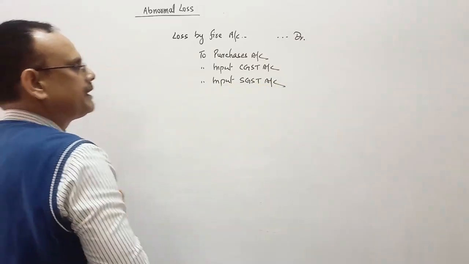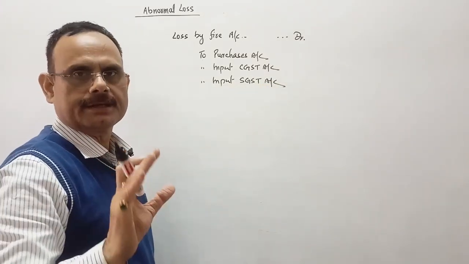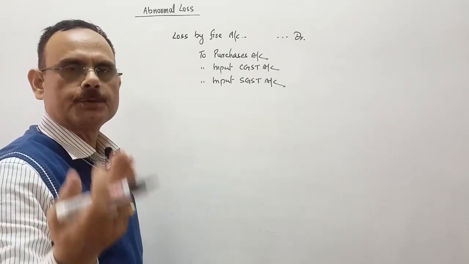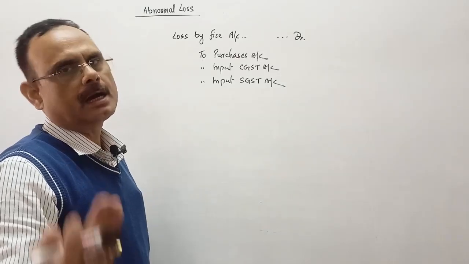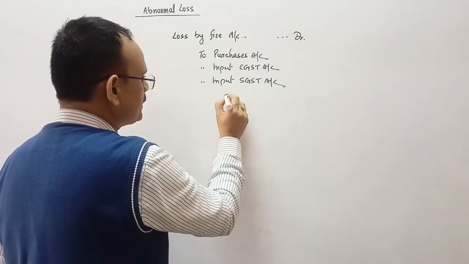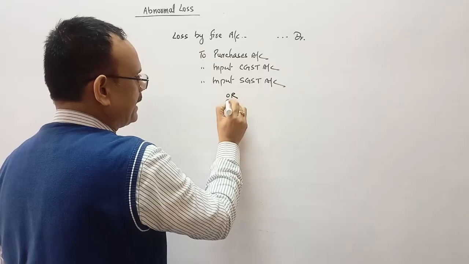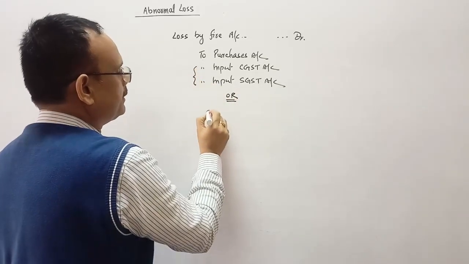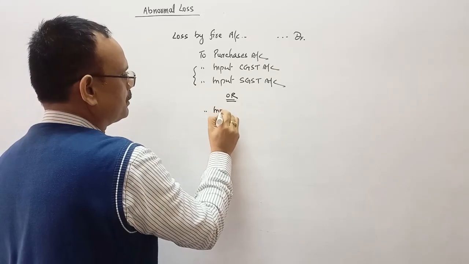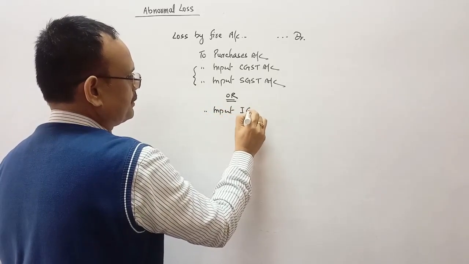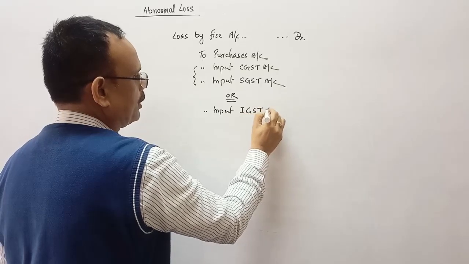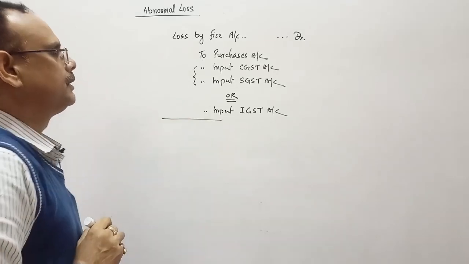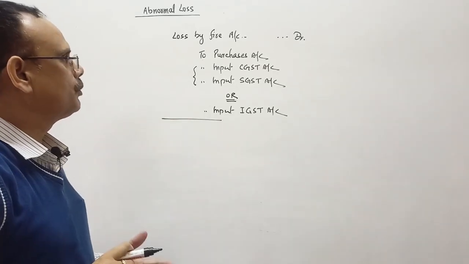Okay, if goods was purchased within the state, then it is related to input CGST and input SGST. But if it is related to interstate, then in place of these two, here input IGST account will be credited. Okay, IGST account will be credited.